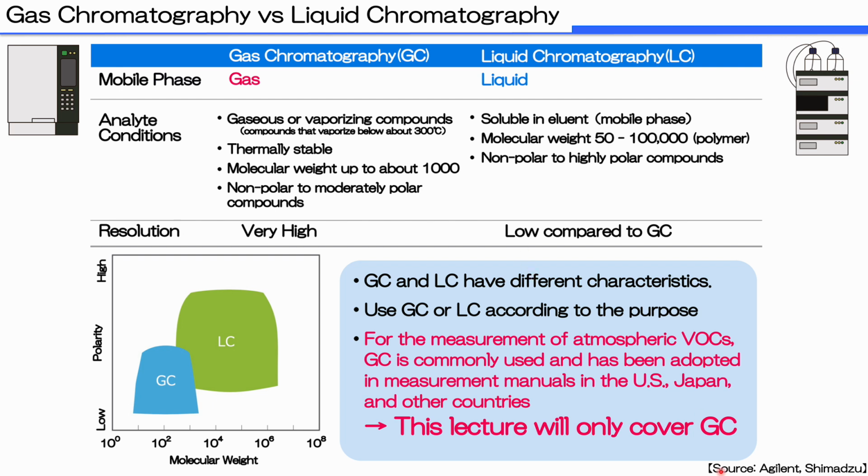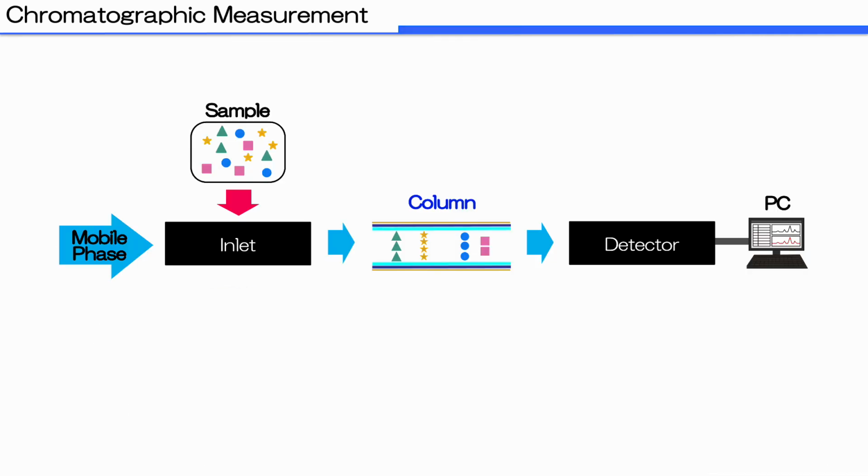For the measurement of atmospheric VOC, GC is commonly used and has been adopted in measurement manuals in the US, Japan, and other countries. So this lecture will focus on GC. And next, I will explain about sample injection in detail. For canister measurement, canister autosampler and preconcentrator are commonly used.